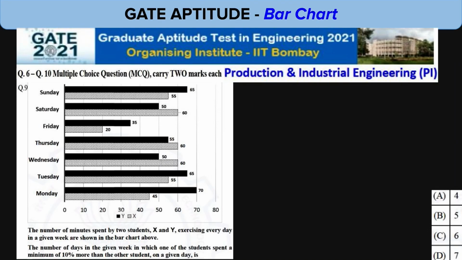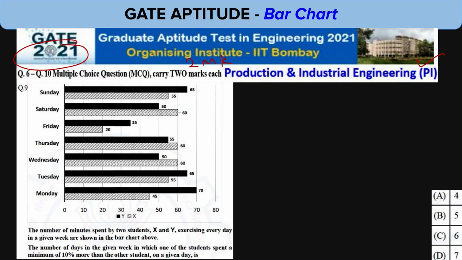So this question came in 2021 of GATE in production engineering, and it's a 2-mark question. Okay, so let's look into this closely. The number of minutes spent by two students X and Y exercising every day in a given week are shown in the bar chart above. The number of days in the given week in which one of the students spent at least a minimum of 10% more than the other student on a given day.